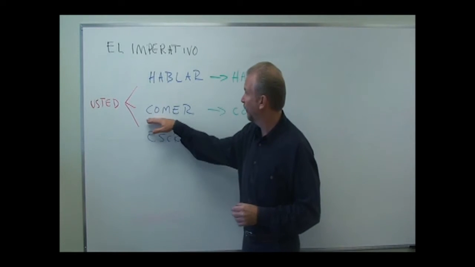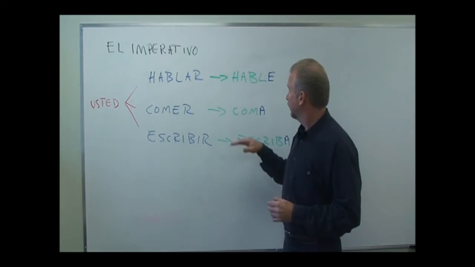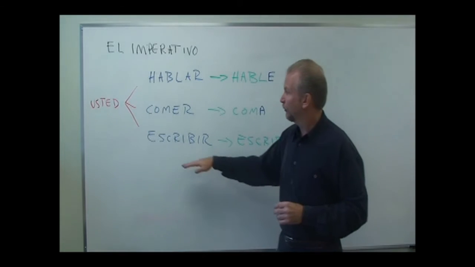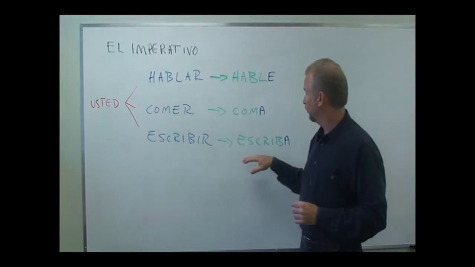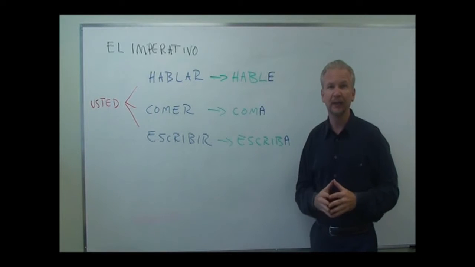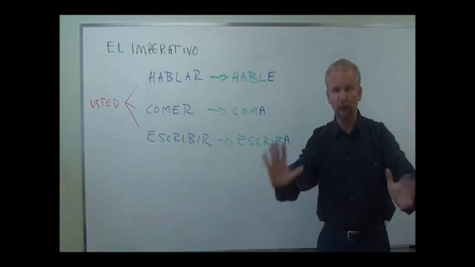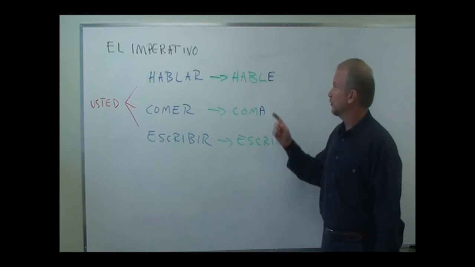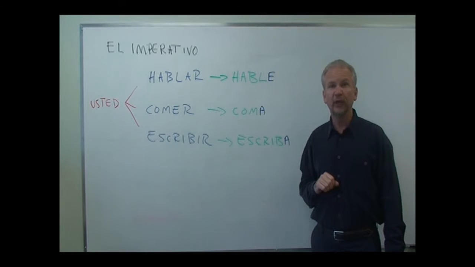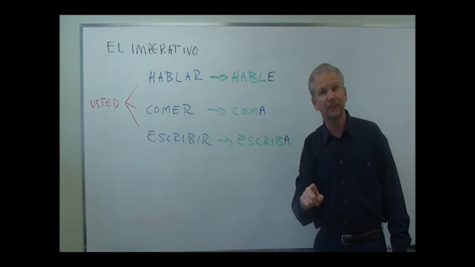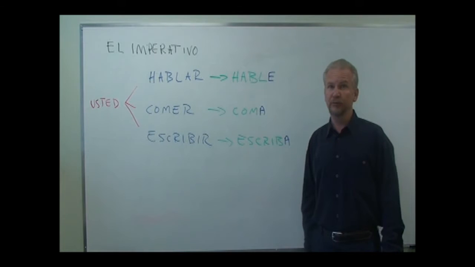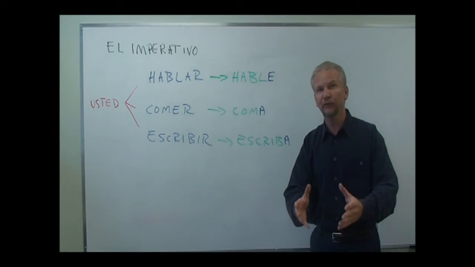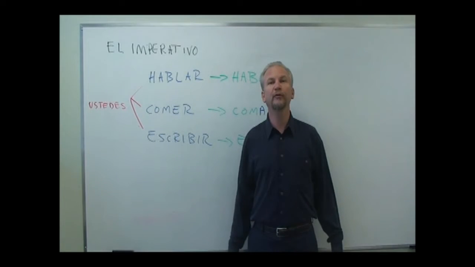Formal you. Comer. If you want to tell somebody to eat, you change the E to an A. Coma. For escribir, the IR verbs, we change the E for the A again. So it would be escriba su nombre aquí. Write your name here. A little bit different. So what we do if the AR verb, we take away the A, we change it for E. And the ER and IR verbs, we take away the E and we change it for an A. We do everything backwards.